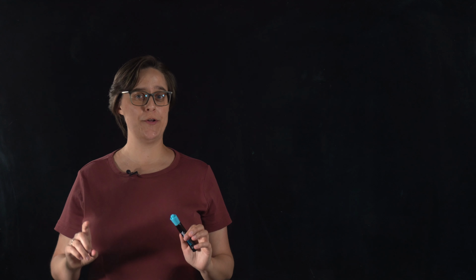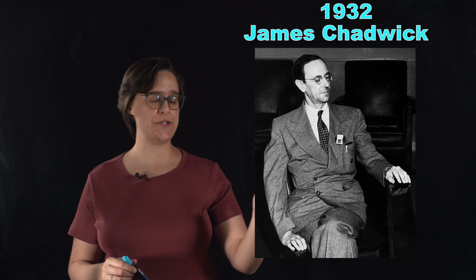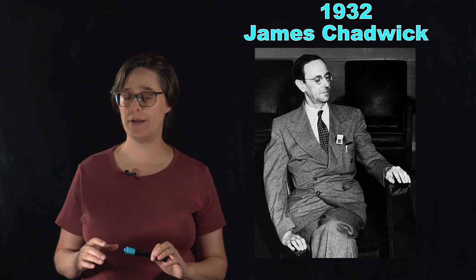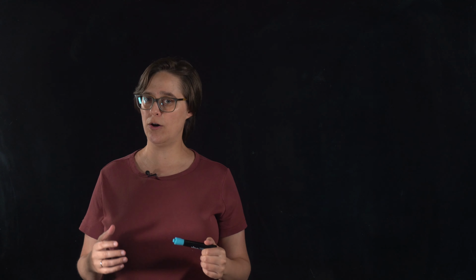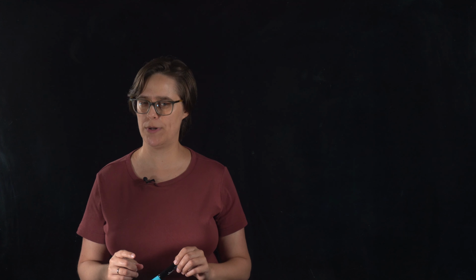Let's fast forward 20 years. It's now 1932. Another British physicist, James Chadwick, is puzzling over a mysterious kind of radiation coming from beryllium that's been bombarded with alpha particles. He called it gamma radiation, and it had some very unusual properties.